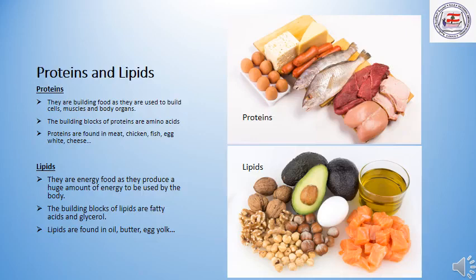The last type of organic matter is lipids. They are energy food just like carbohydrates, as they produce a huge amount of energy to be used in the body. The building blocks of lipids are 3 molecules of fatty acids and 1 molecule of glycerol. Lipids are found in oil, butter, egg yolk, etc.